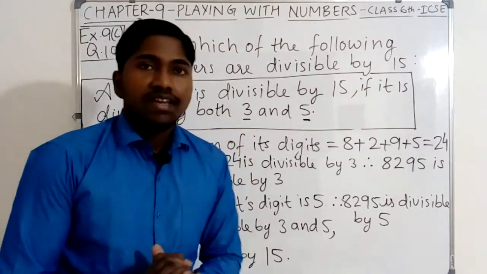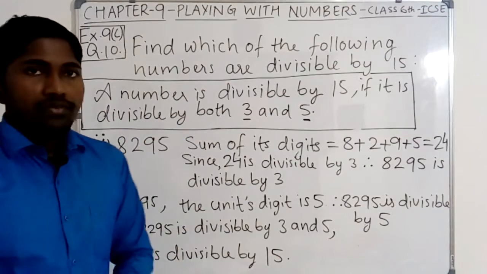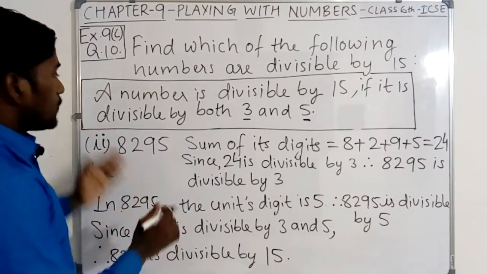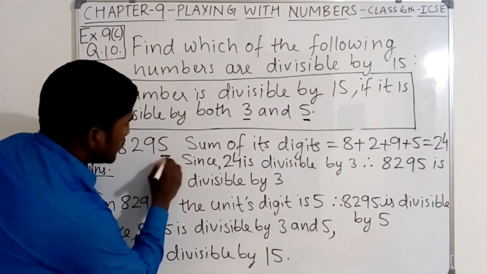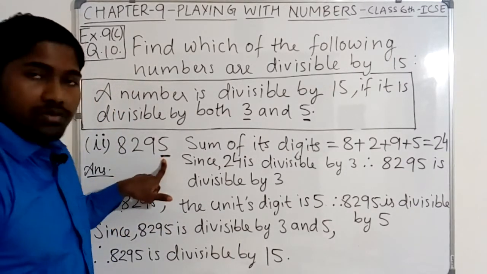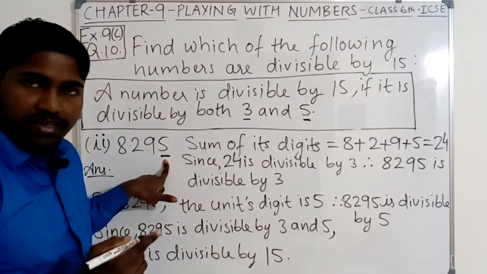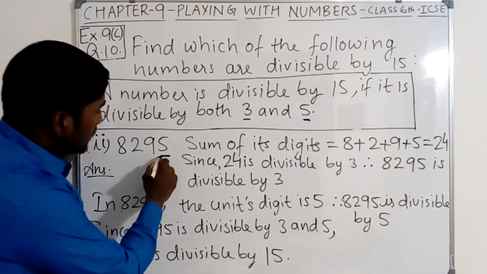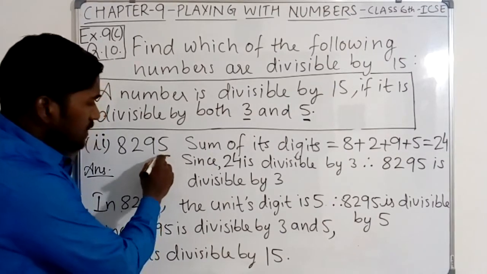And now we have to check whether this number is divisible by 5 or not. So the rule for checking whether the number is divisible by 5 or not: we have to check the number at its unit place. If the number at its unit place is 0 or 5, then only the number is divisible by 5. So here see, which number is given at the unit place? It is 5.